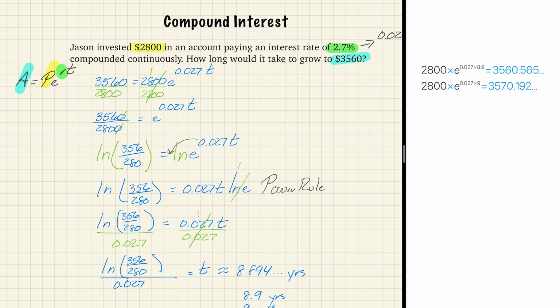We can see here that if we wanted to see the number of years that would grow to as close to 3560 as possible, that would be 8.9 years. If we use the nearest year, which would be 9, we would actually grow a little bit more. So the longer we keep our money in an account, the more it will grow at the end of the day. And that's what that means.